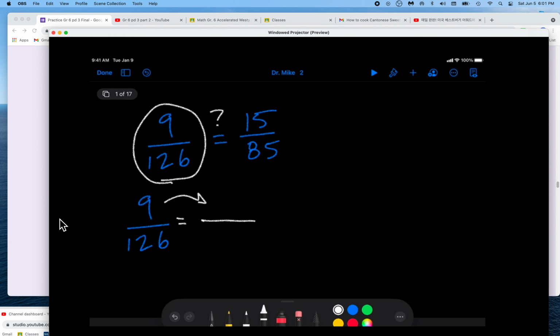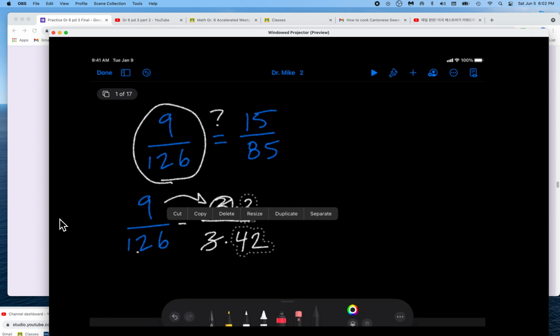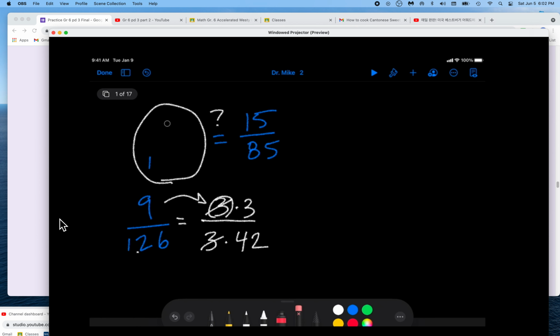I'm sorry, I was distracted for a second. Now you're going to look for this as being a factor here. Does 3 go into 126? It does. 3 times 42 is 126. So now these 3's cancel out, and we have a smaller version of this, 9 over 126. So let's get rid of this and replace that with 3 over 42.